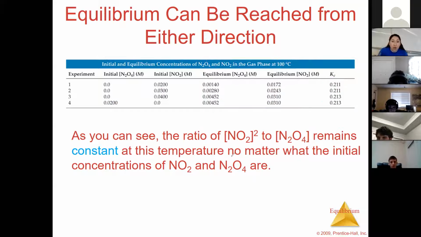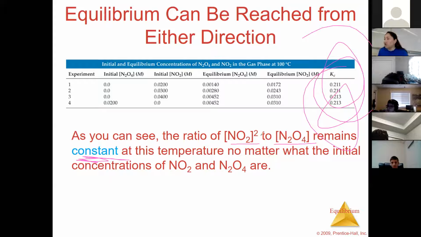So no matter where you start or with whatever concentrations, it's going to get to its happy place, which the chemistry word for that is equilibrium. It's always going to reach this product over reactant ratio. Each reaction has its own happy place, and this number tells you which one you have more of. And that's what we'll see on the next few slides. The K gives you information about what's favored at equilibrium. Because no matter what you start with, how much you start with, it's going to get there. As you can see, the ratio of this to this remains constant at this temperature, no matter what the initial concentrations are of these guys.